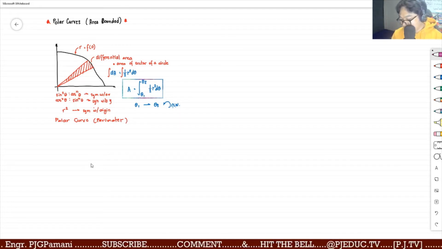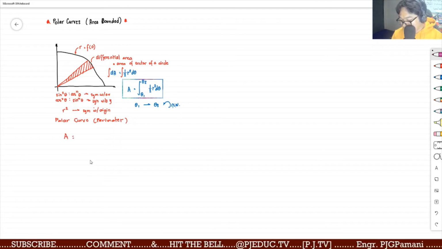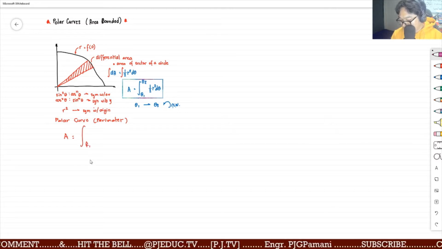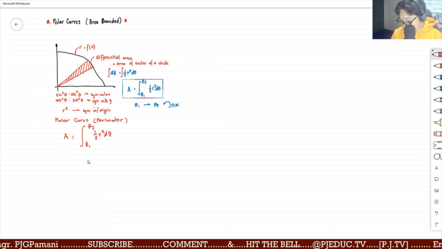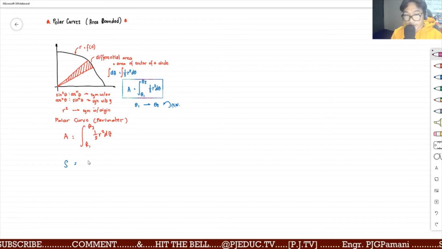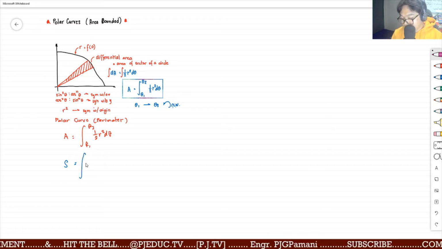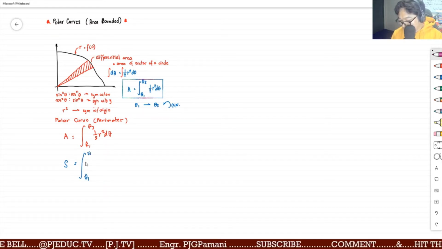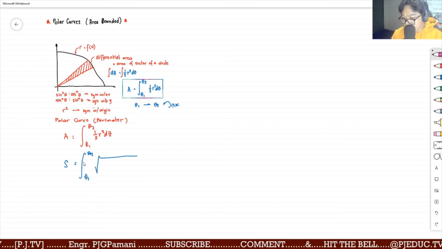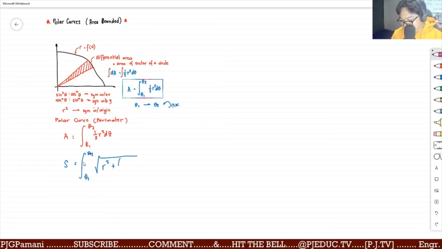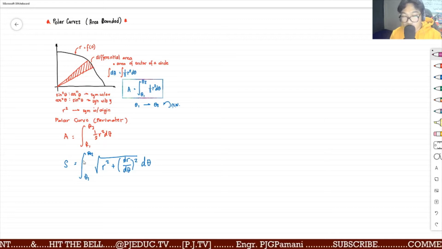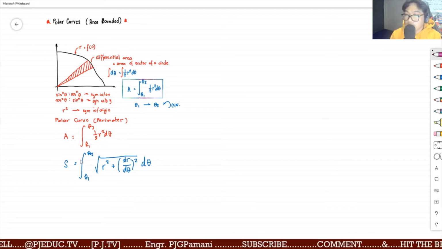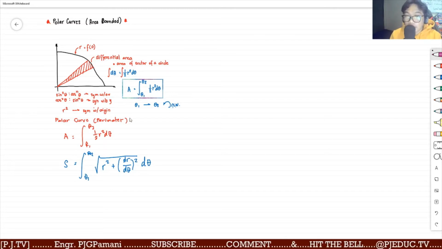For polar curve perimeter, if we can compute the area of a polar curve by the integral of theta 1 to theta 2 of 1/2 radius squared d theta, the perimeter of a polar curve is now computed as S, kagaya ng arc length, S, integral from the lower limit to the upper limit of the square root of r squared plus dr over d theta squared d theta. Perimeter ang tinatanong ha, yung buong loop ng ating polar curve.